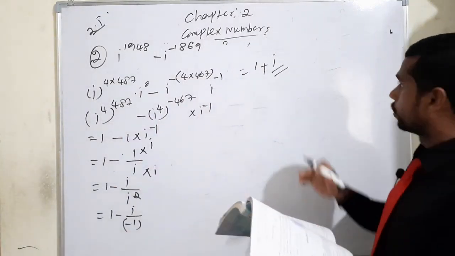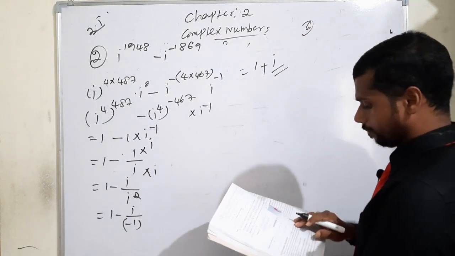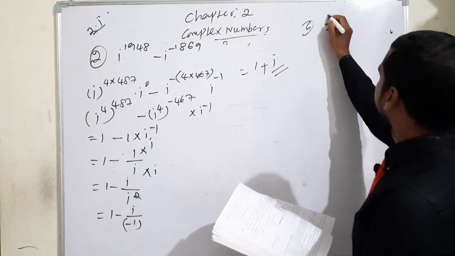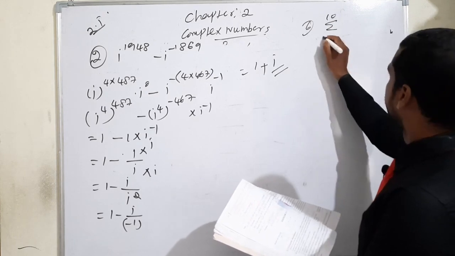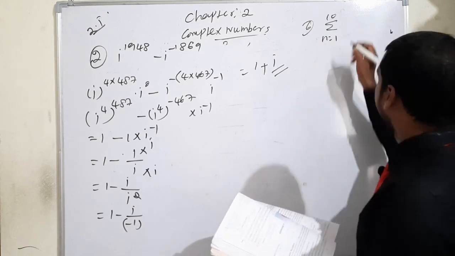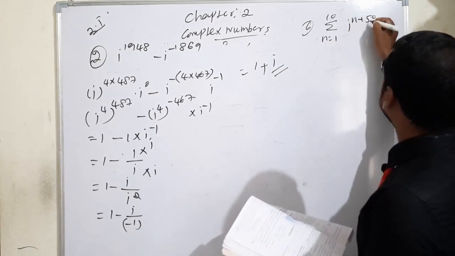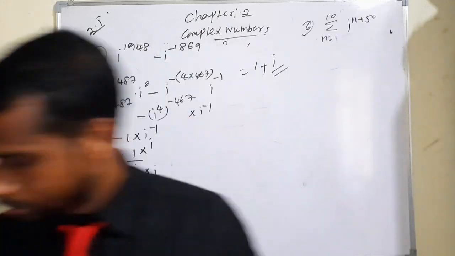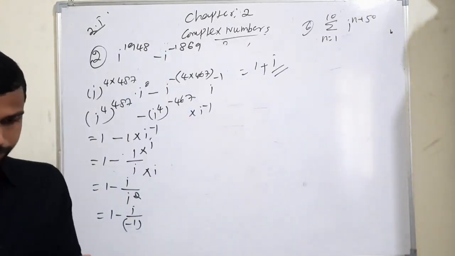I am moving to the last question. What is the question? Question number 6. Summation of n equal to 1 to 10 of I to the power n plus 50. So I to the power n plus 50. What will happen?